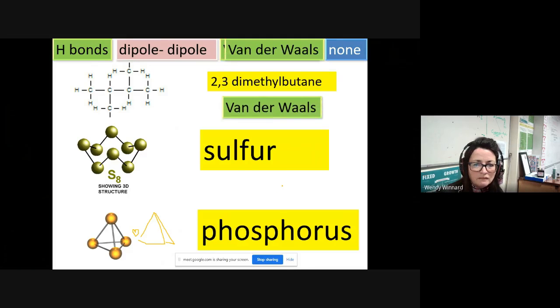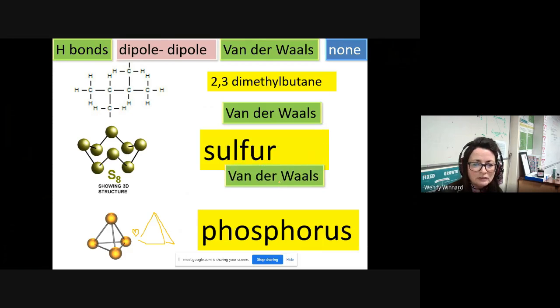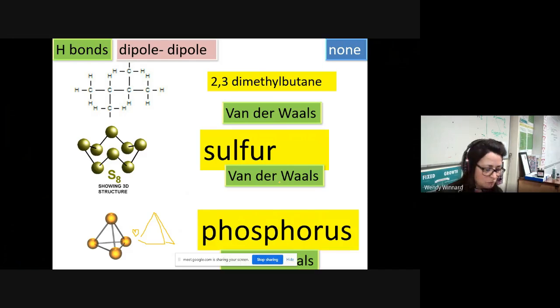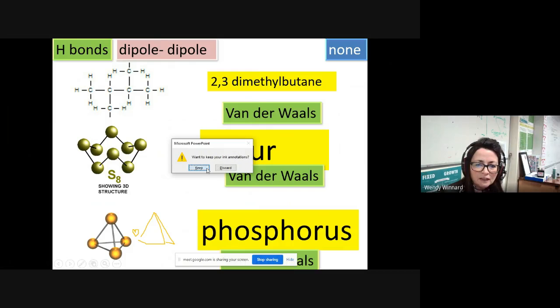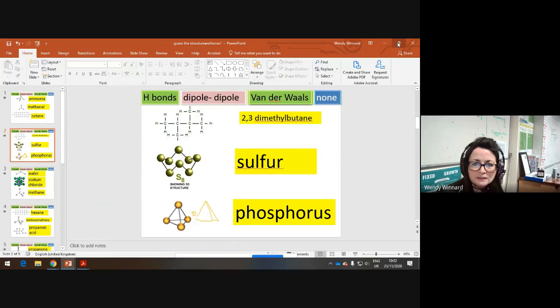So van der Waals for 2,3-dimethylbutane, because it's non-polar. Van der Waals for sulfur, because it's non-polar. Van der Waals for phosphorus, because it's non-polar. Right, let's just get out of there and go back to you guys.